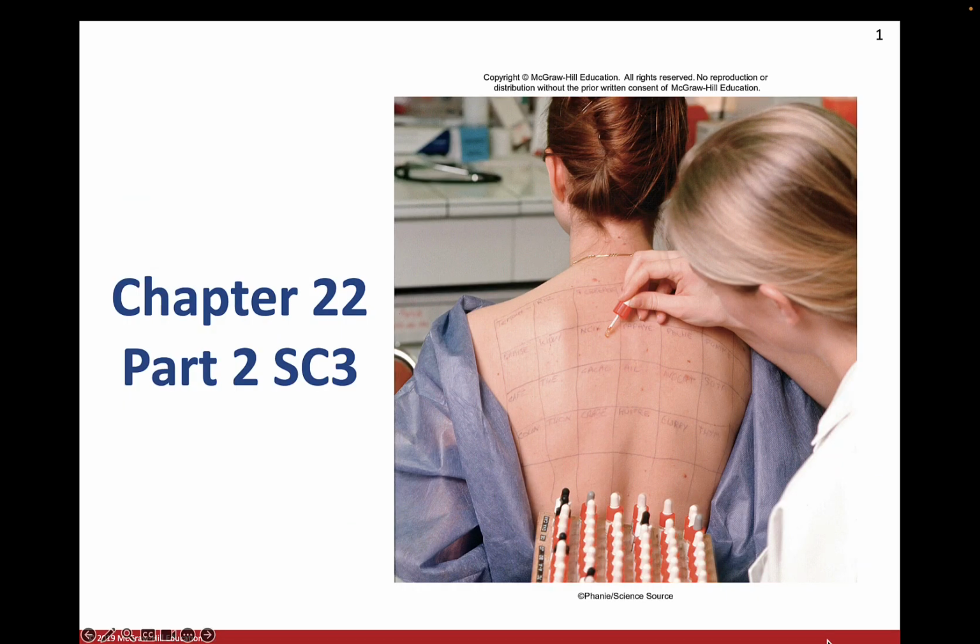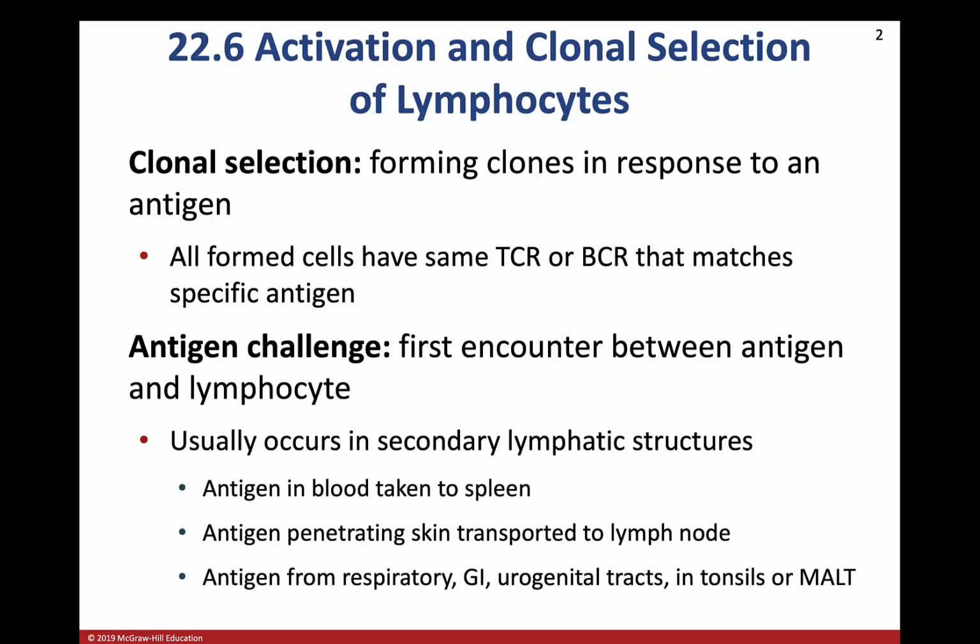Chapter 22, the Immune System, Part 2, Screencast 3. This screencast will be focusing on the activation and clonal selection of lymphocytes. Clonal selection is the process of forming clones in response to an antigen. All formed cells have some TCR or BCR that matches a specific antigen.